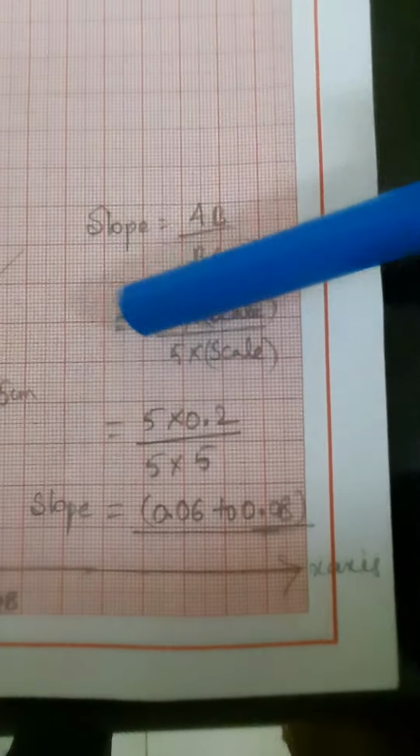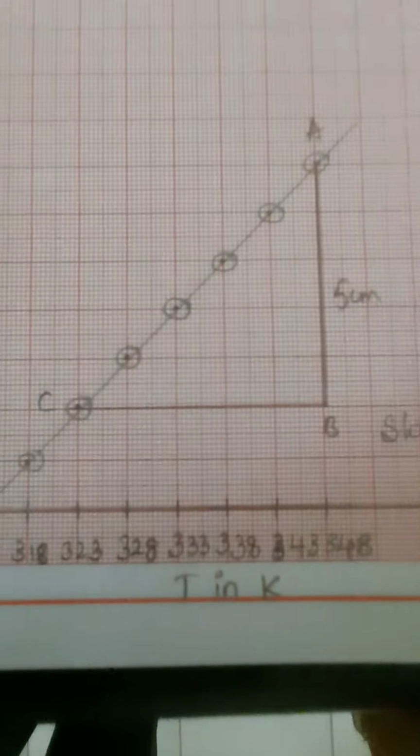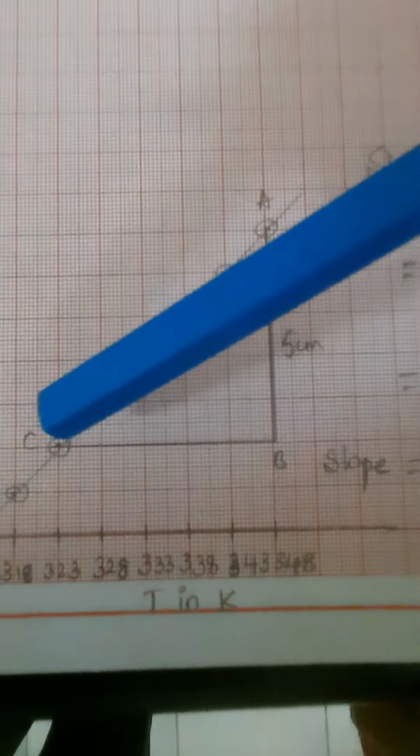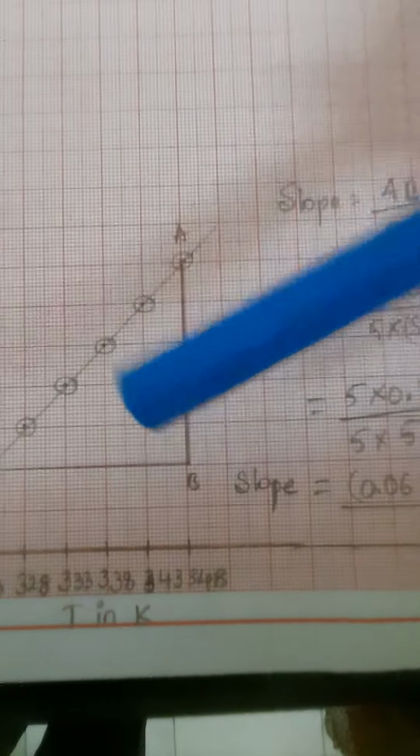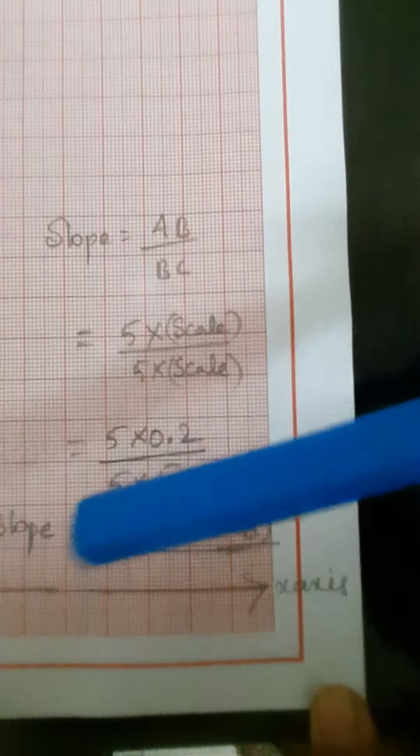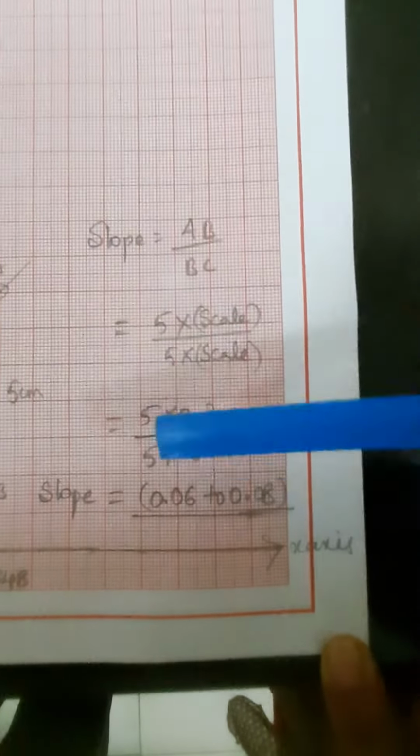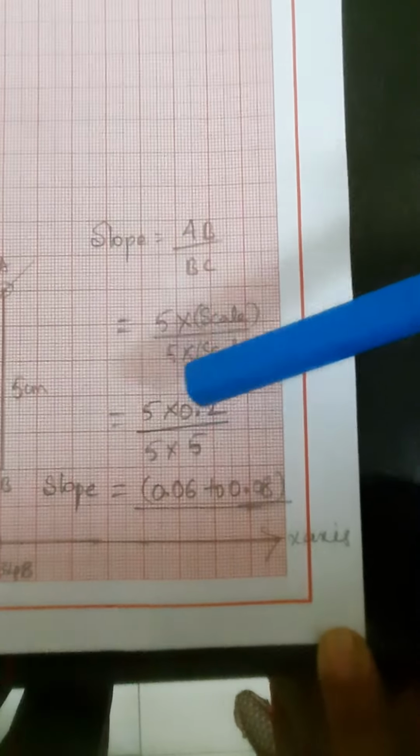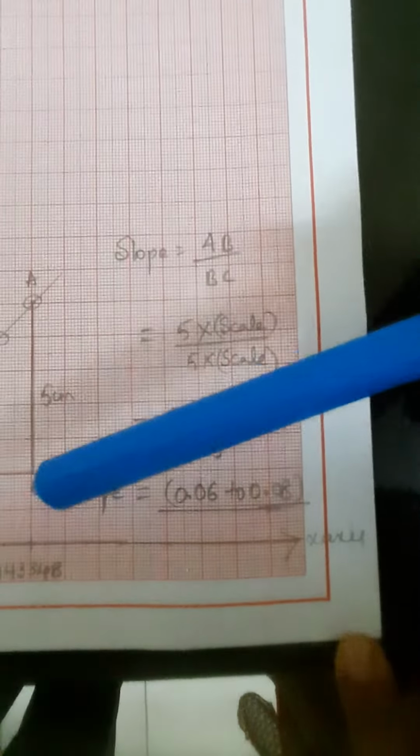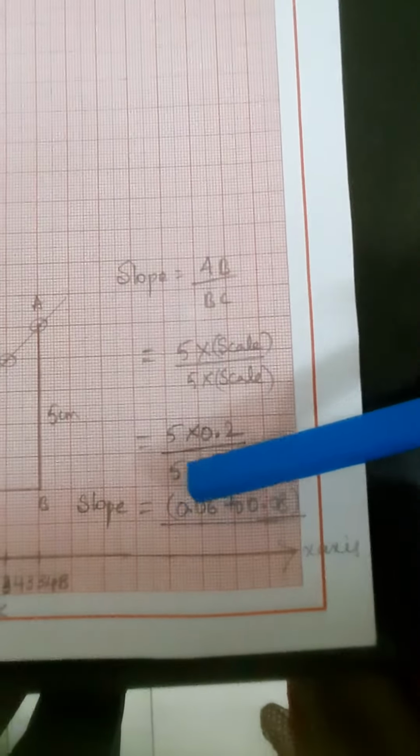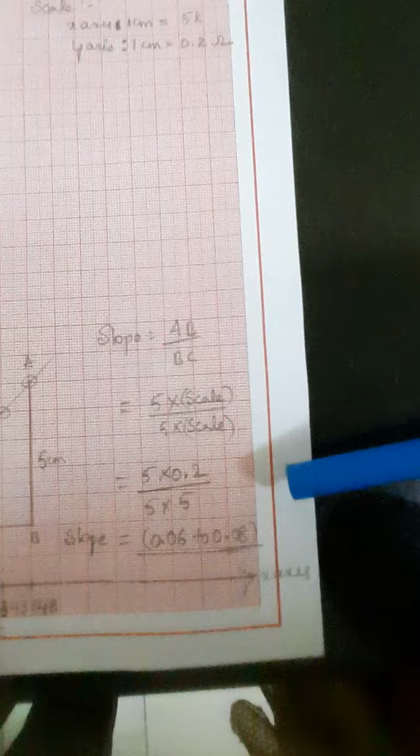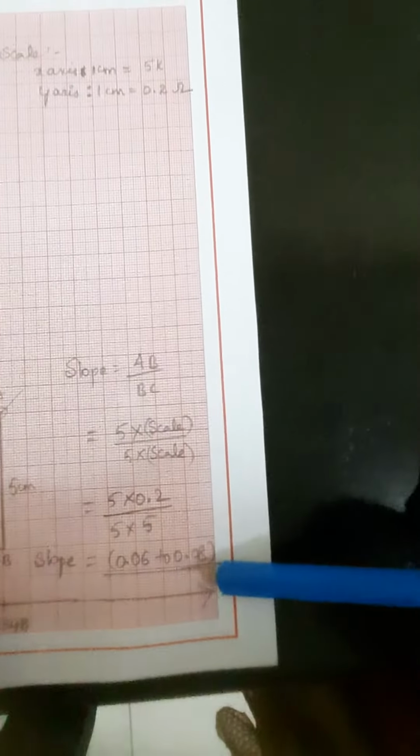Then along this BC length. BC length is again 5 centimeters, which you have to multiply by the x-axis scale, that is 5 K. When you multiply this, you will get the slope value nearly in the 0.06 to 0.08 range. This is the slope value.